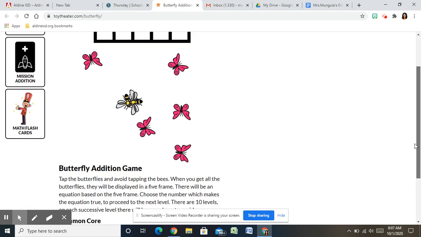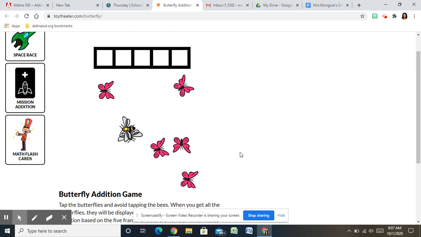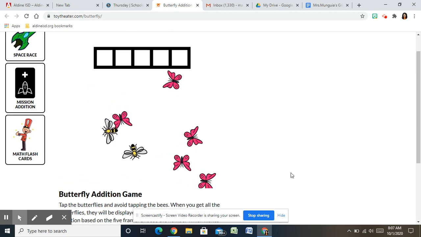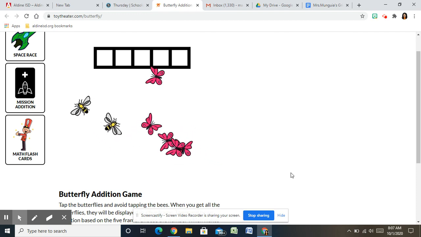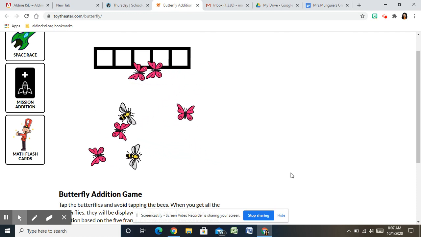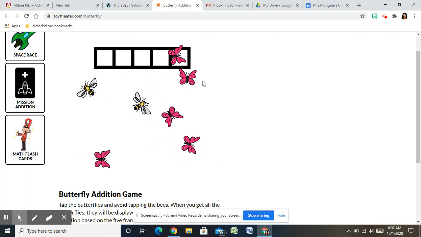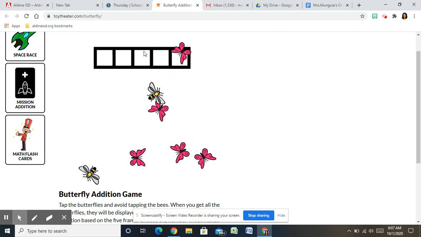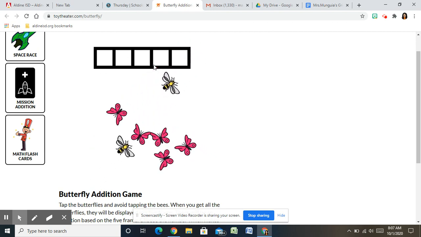Okay, so I want you to practice as many as you like, but remember, I want you to show me one in your math journal. Show me one number sentence in your math journal. You could also draw the 5-frame with the butterflies in it.